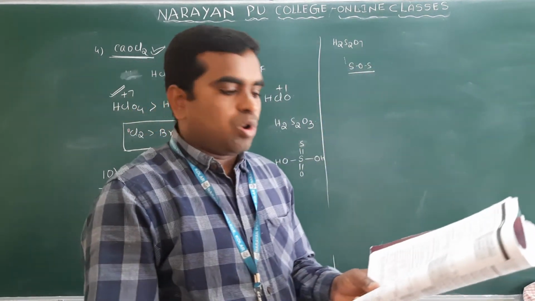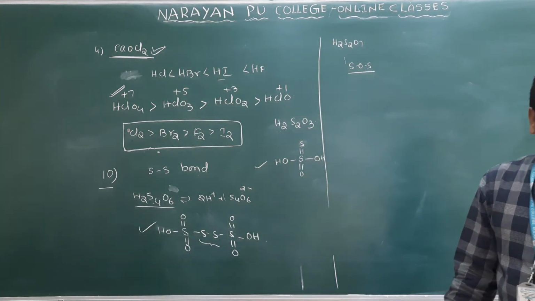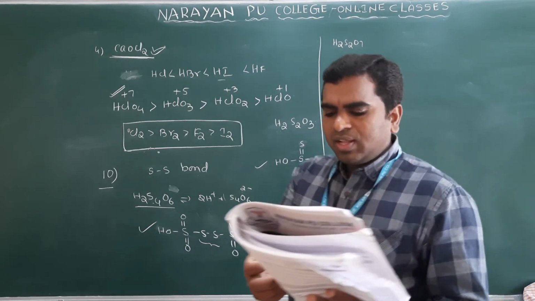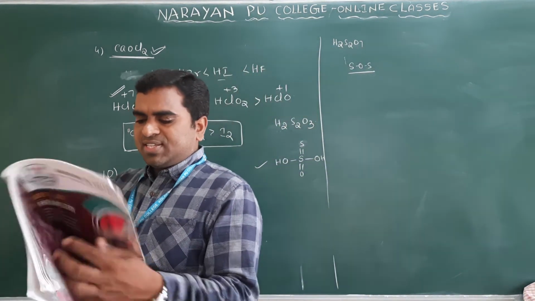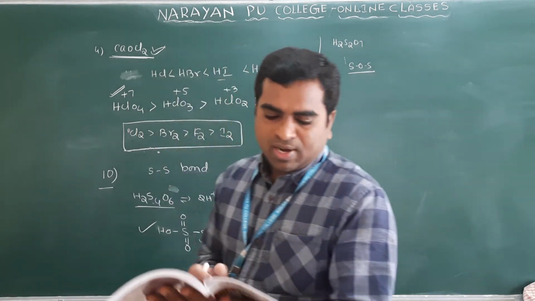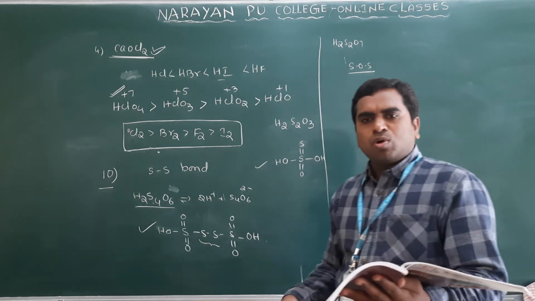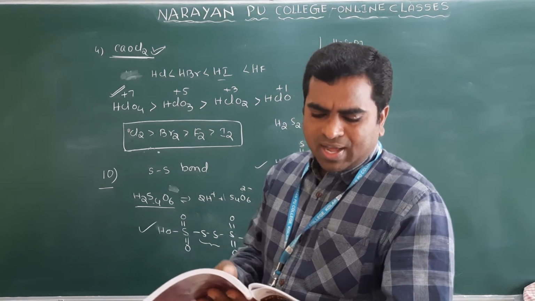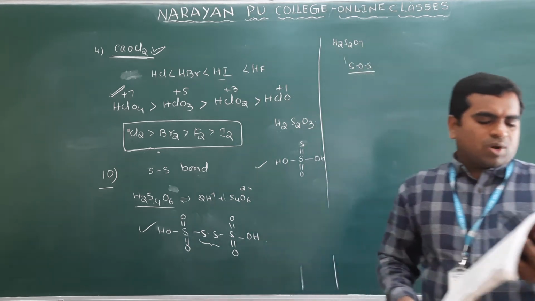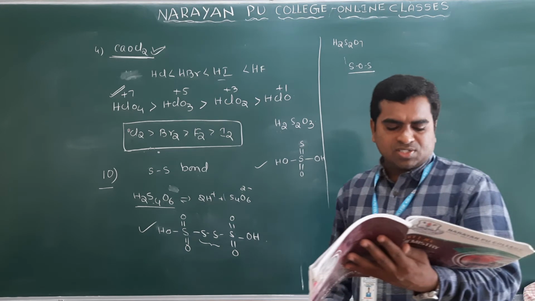All form monobasic oxides? No, not monobasic oxides. Clear? All are oxidizing agents only. So they can form monobasic, or sometimes they can also form dibasic acids. Clear? So what is it here? All monobasic oxo acids only. That is wrong. So next one.